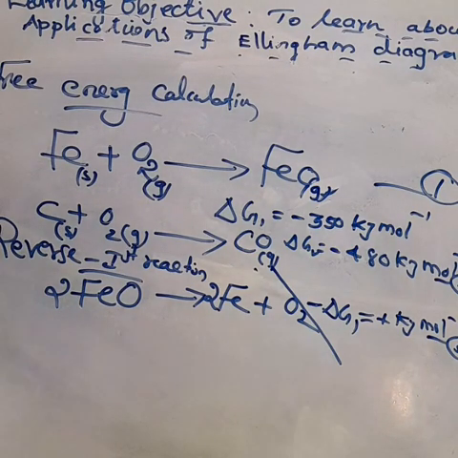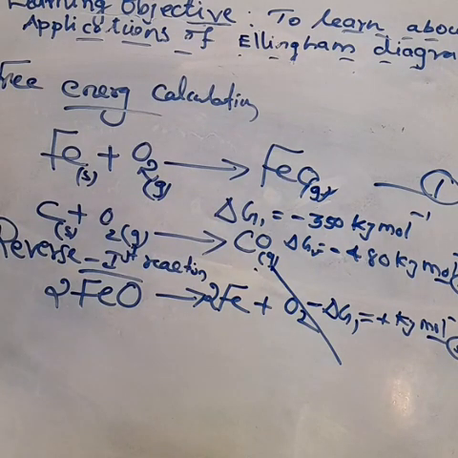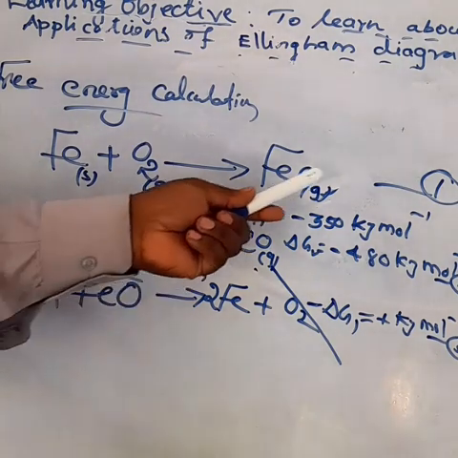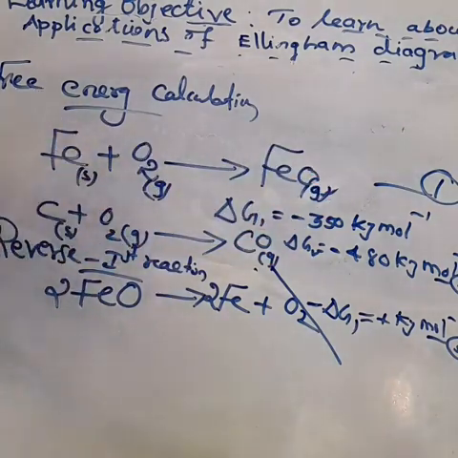The first two equations are the metal reacting with oxygen to give the metal oxide. But I need the conversion of metal oxide to metal.